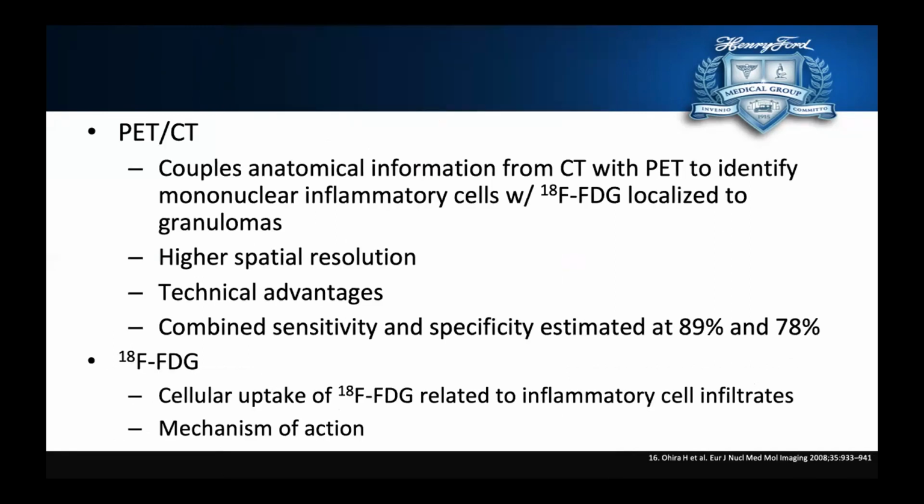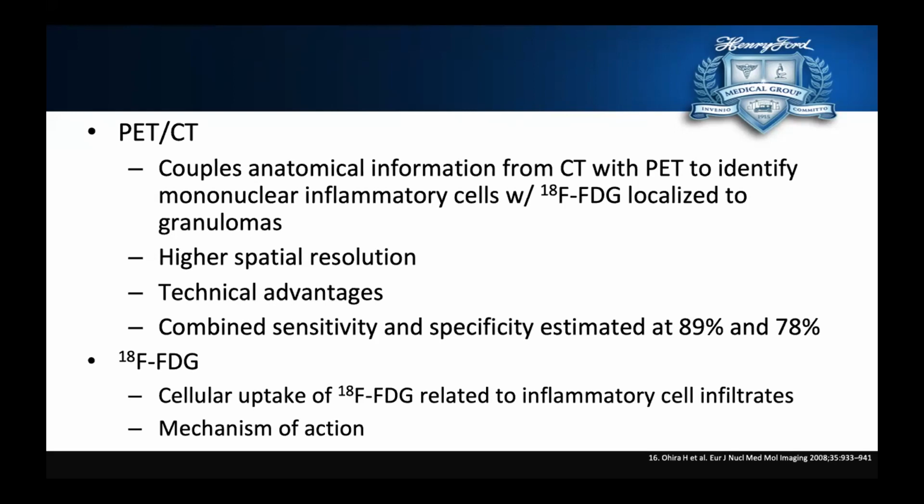Now, PET-CT. So PET is a radionuclide imaging technique commonly used with the CT scan to detect any active metabolic processes in the body. So typically for these protocols, we're using the FDG PET for imaging inflammation combined with SPECT or PET for perfusion imaging as well. Now, as I mentioned, this couples anatomical information to identify mononuclear inflammatory cells with a radionucleotide called FDG or fluorodeoxyglucose. And this can identify granulomas. This offers a higher spatial resolution compared with other nuclear imaging modalities.